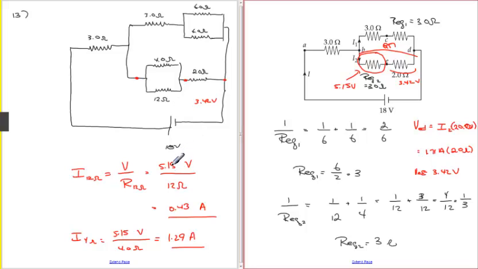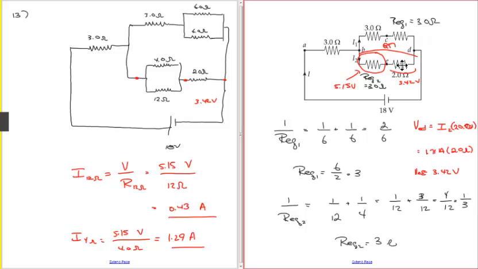So let's review what we did. We started with this complex network of resistors. We combined these two resistors in parallel into an equivalent resistance of 3 ohms by taking 1/6 plus 1/6 and then getting basically 1/3 right here, taking the reciprocal, that gave us an equivalent resistance of 3 ohms. If we did the same thing here, we end up with an equivalent resistance of 3 ohms as well.